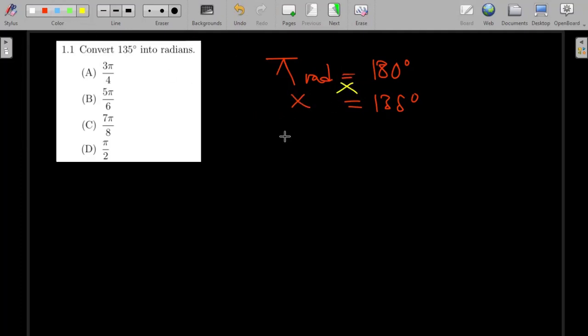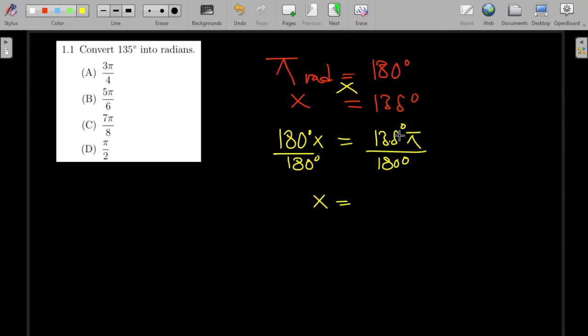So we cross multiply. It means I have 180 degrees times x is equal to 135 pi. These are degrees here, so I can divide by the 180 degrees. My x, which is my angle in radians, will just be, here we can simplify this. We look for a number that we can divide into both numbers so that we have ratios in their lowest terms.